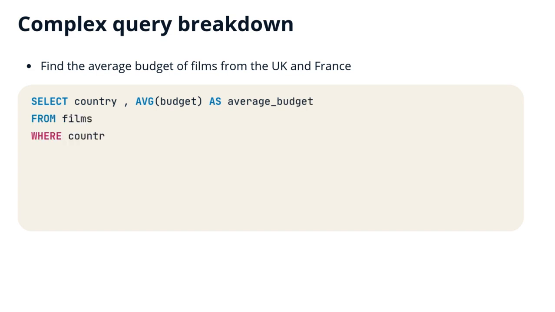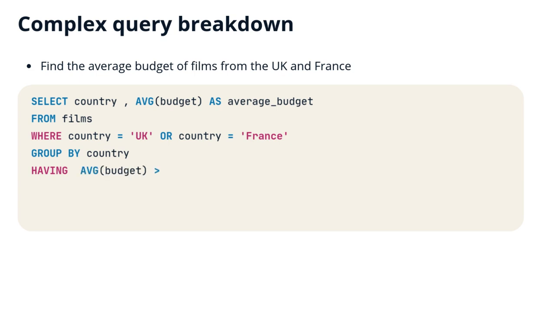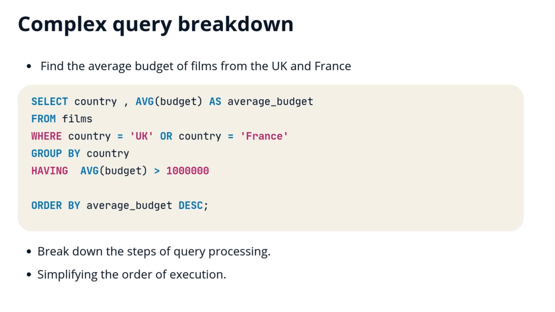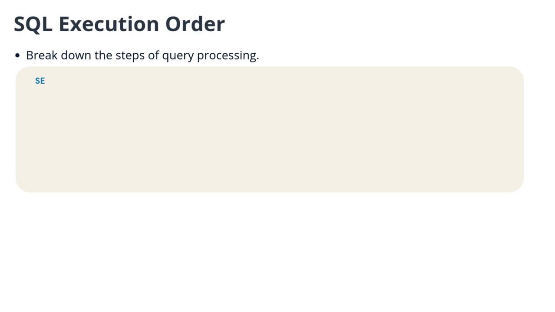The goal of our query is to find the average budget of films produced in the UK and France, include only those countries where the average budget exceeds 1 million, and sort the result in descending order of average budget. Now, to make this clearer, we will break down the SQL query step by step and simplify the order of execution so you can easily follow how SQL processes each part of the query.